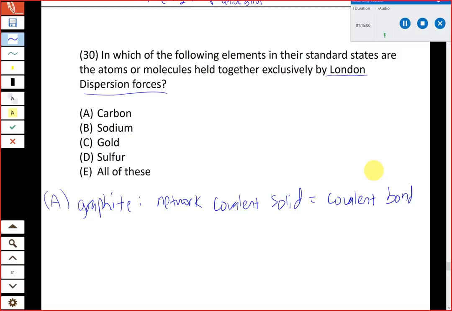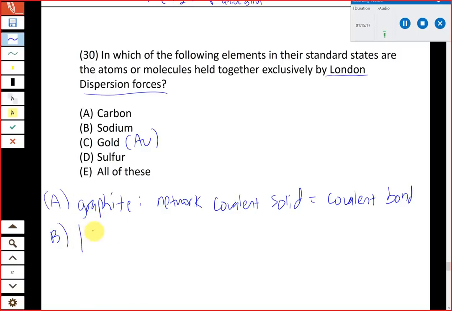Choice B here, sodium is a metal. I always forget to give you the symbol for gold. I assume everybody's as obsessed with gold as I am. Choices B and C are both metals. So let me write out both of those.